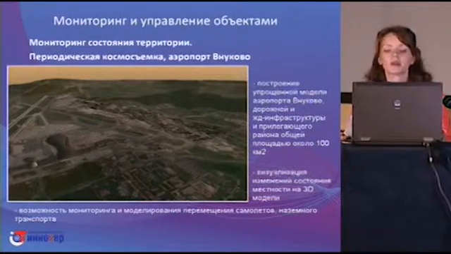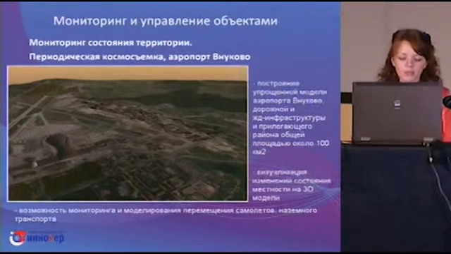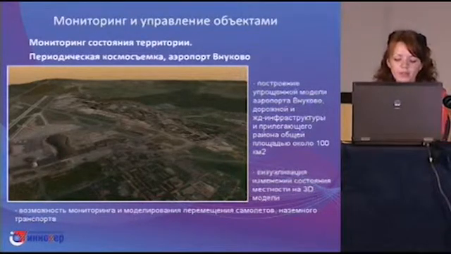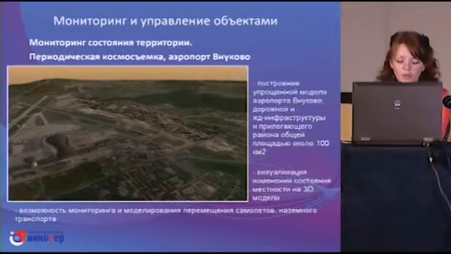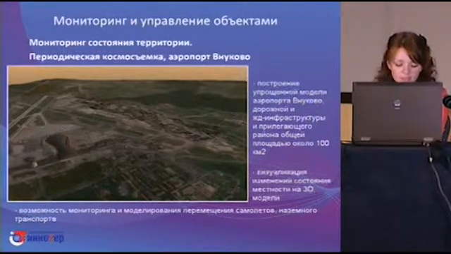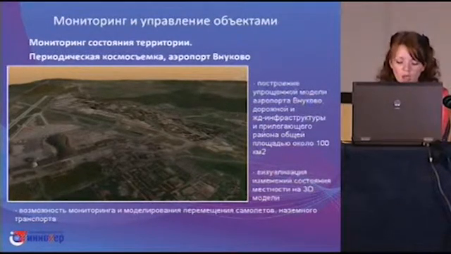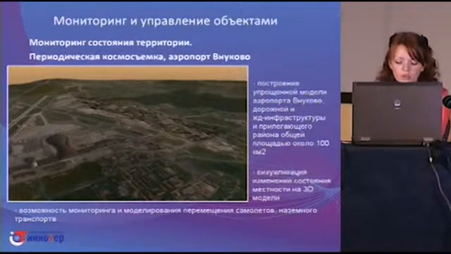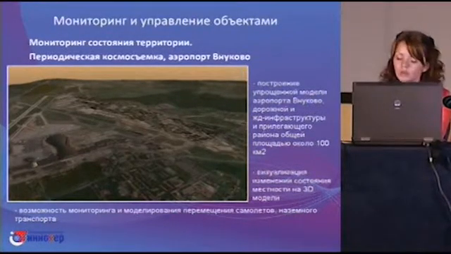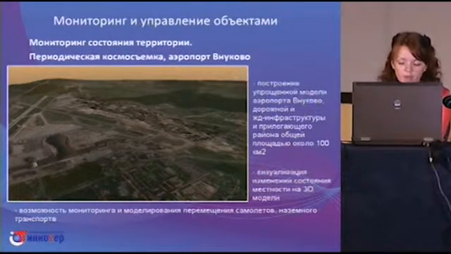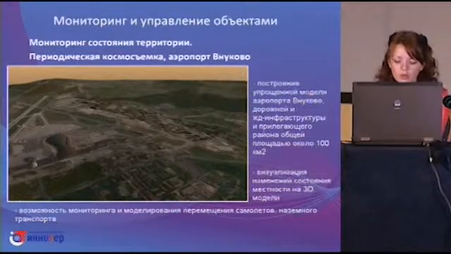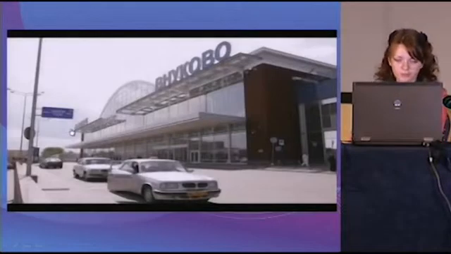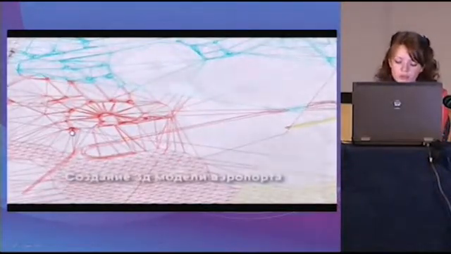And the last example I have is a 3D model for Vnukovo airport. Every year, the administration of the airport requests space data acquisition in order to monitor the progress of construction of various airport-related infrastructure. We built a simpler model of the airport, road and railroad, and the adjacent territory with a total area of around 100 square kilometers. Visualization of changes in the terrain based on the 3D model and the possibility to monitor the movement of aircraft and ground vehicles.